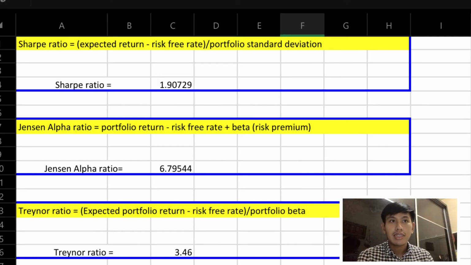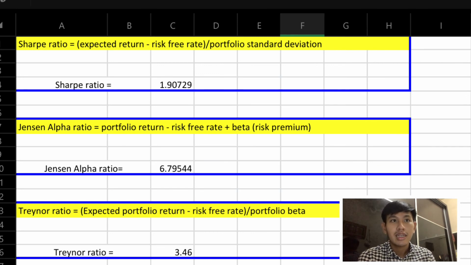Alright, so for the last section, we find the Sharpe ratio, Jensen alpha ratio, and also Treynor ratio. Okay, so for the first one, we find the Sharpe ratio by subtracting the risk-free rate from the expected return and dividing it by the portfolio standard deviation. So we can get, my Sharpe ratio is 1.907. It indicates a good ratio because it is more than 1.